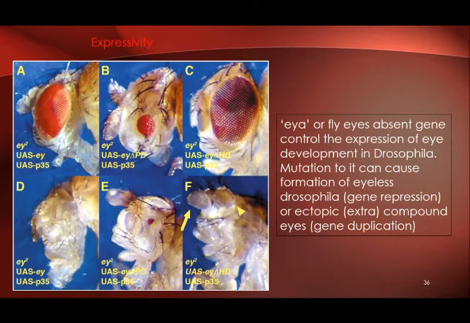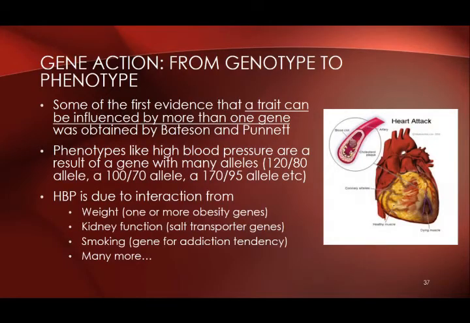Some of them even have small cells that are able to catch light. So this mutation has degrees, so the expressivity is different. Some of the first evidence that a trait can be influenced by more than one gene was obtained by Bateson and Punnett. Phenotypes such as high blood pressure are the result of genes with many alleles. So you have an allele for 120 to 80, 100 to 70, and 170 to 95. So high blood pressure is due to interaction from weight, kidney, smoking, and many different factors, not just your genetics.